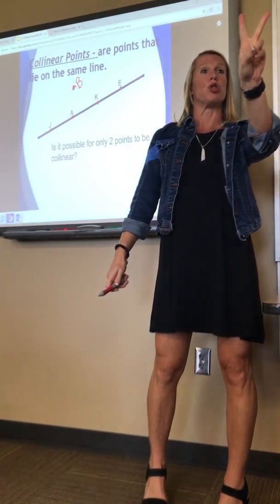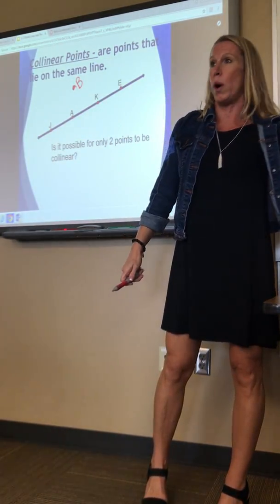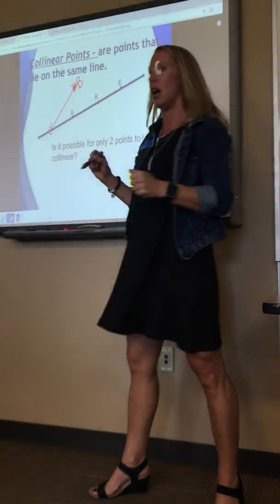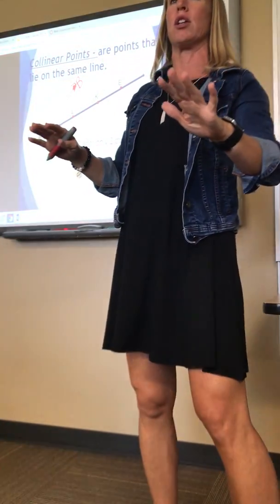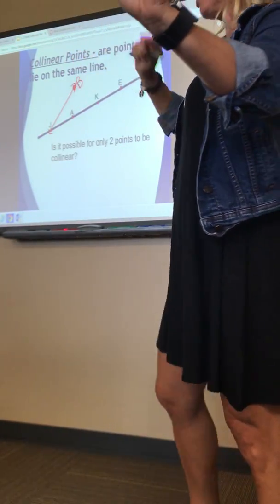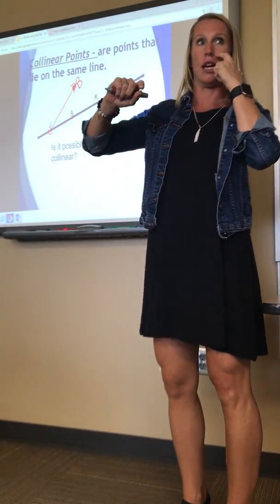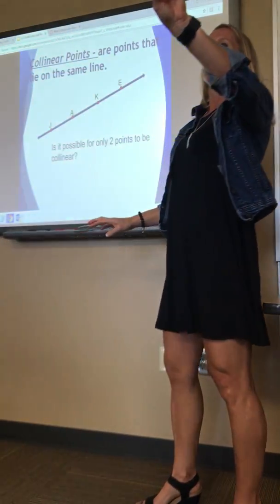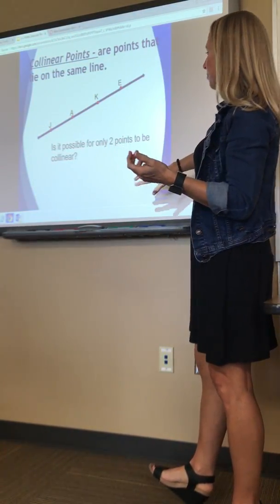If I only give you 2 points, they are always collinear. Always, because you can always connect 2 points to make a line. So 2 points, always collinear. When we start getting into 3 or 4 points, then you have to look to make sure they're all in the same line. Does everybody understand that? Yes. Okay, so 2 points, always collinear. 3 or more, may not be.